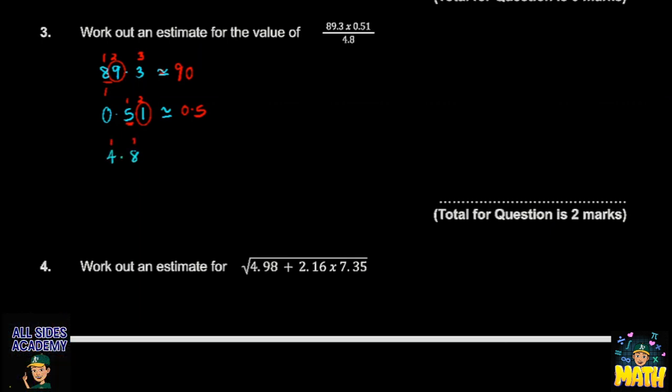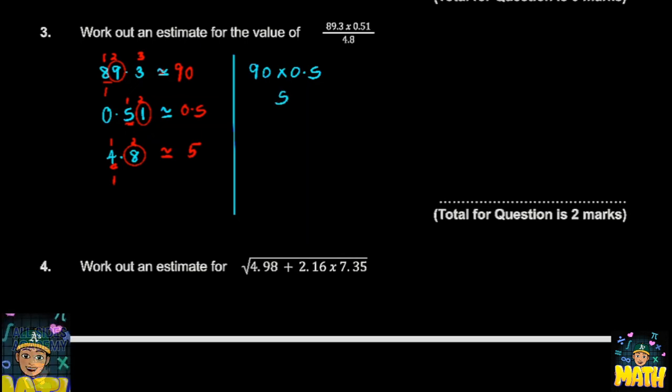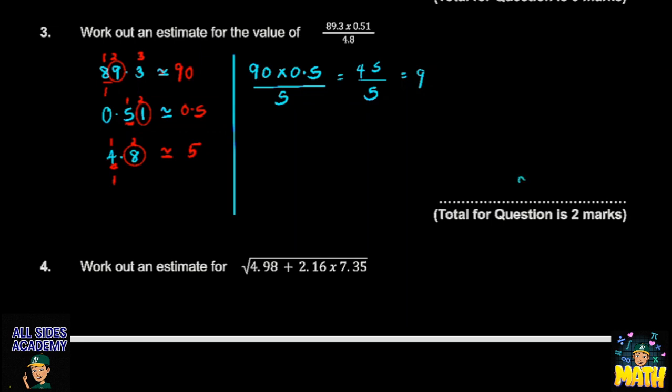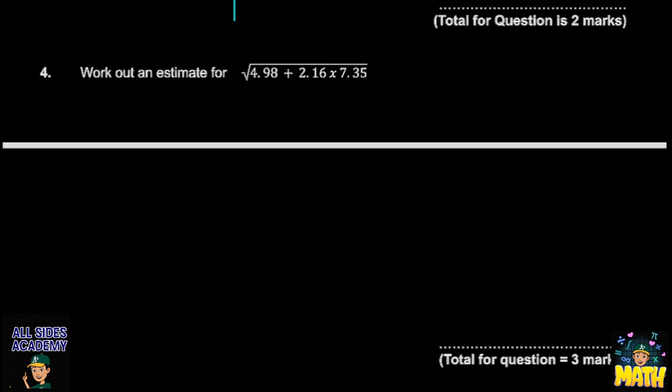So 4.8 to one significant figure. The 4 is the one significant figure, so we consider the next number, which is 8, 5 and above. So that gives us 5. We go ahead and use that now in the calculation. So this is 90 times 0.5 divided by 5. It's much easier to solve this quickly. 90 times 0.5 is 45 over 5, which gives you 9. So as an estimate, that should give you 9.